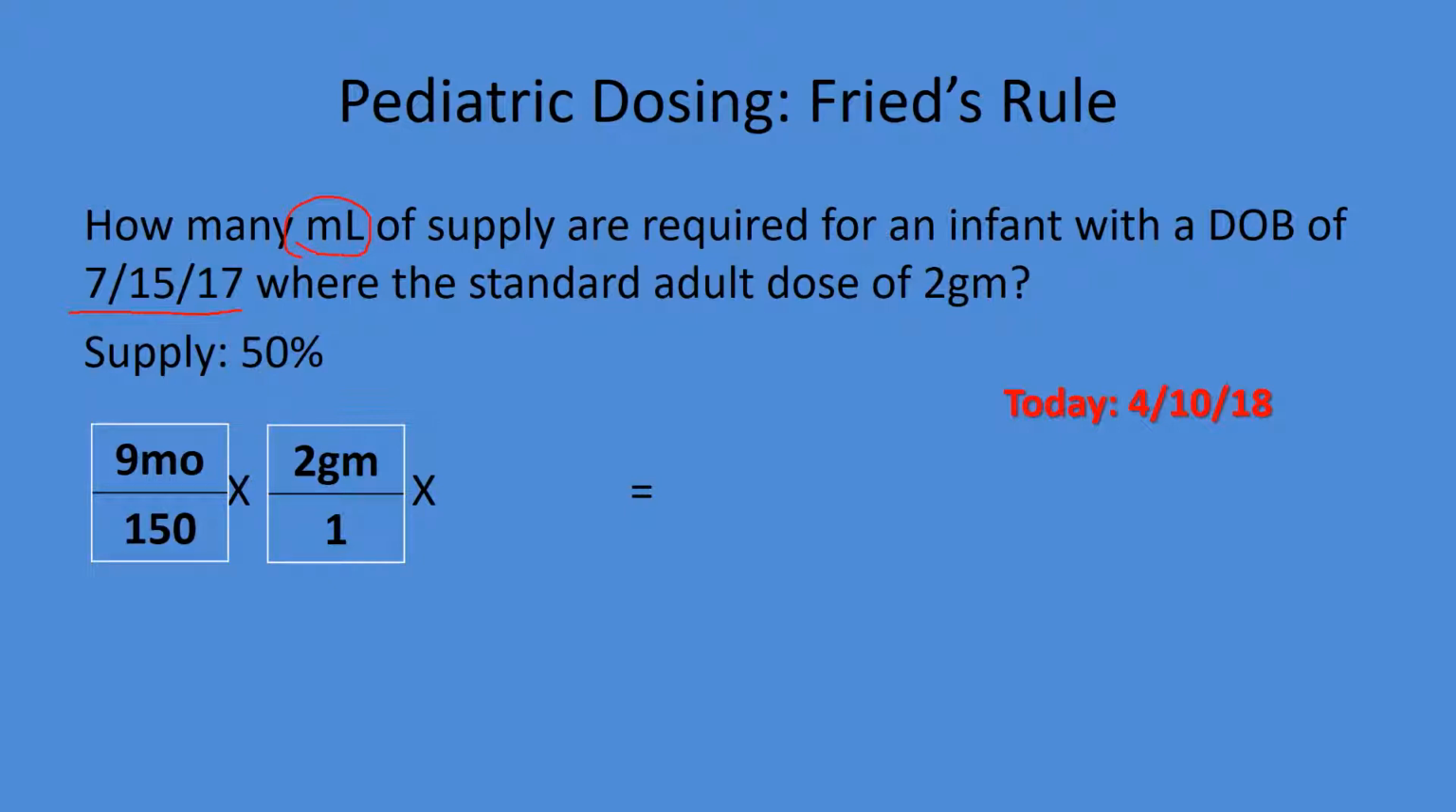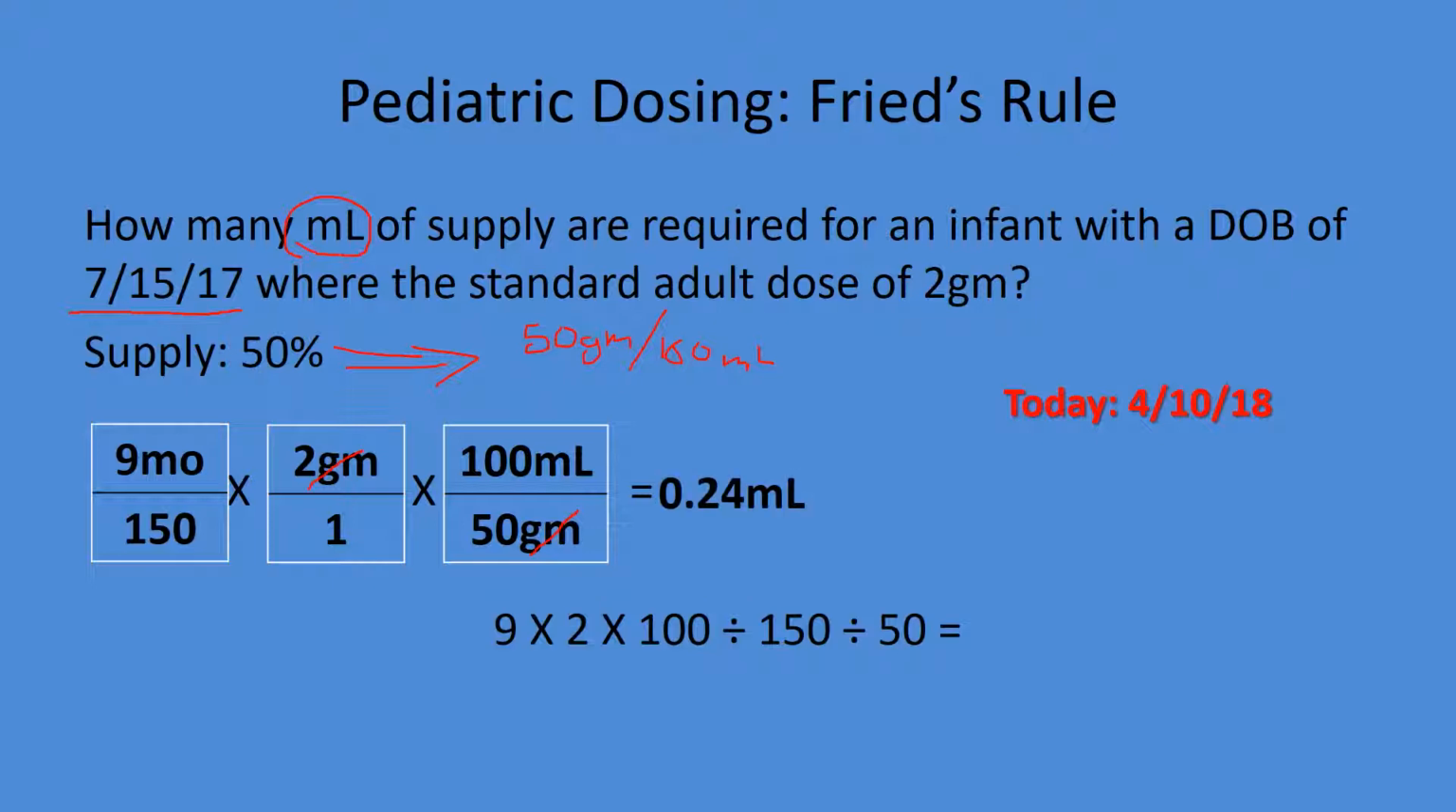Our supply comes as 50%. And from Math 4, you know that 50% equals 50 grams per 100 mLs. So we'll use that as our conversion factor since it is an equality. Let's check out our units and crunch the numbers. So for the infant, we'll give them 0.25 mLs of the supply. In this case, the supply is 50%.